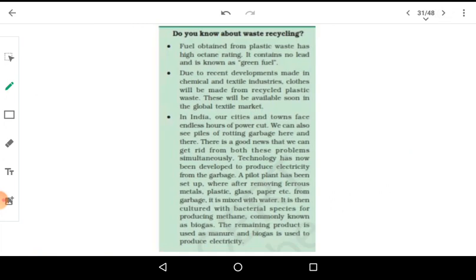Now, waste recycling is what we are going to discuss next. Fuel that is obtained from plastic waste has a high octane rating. If it has a high octane rating, what is going to happen? It contains no lead. That is the meaning.